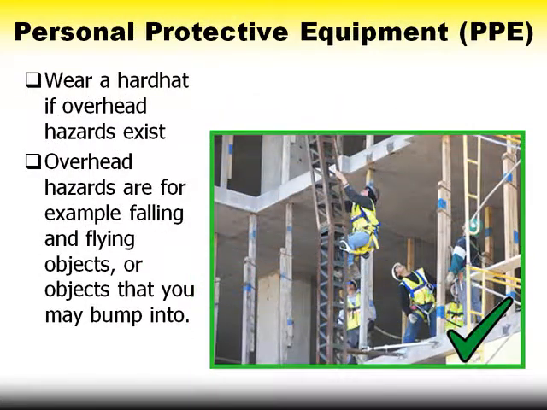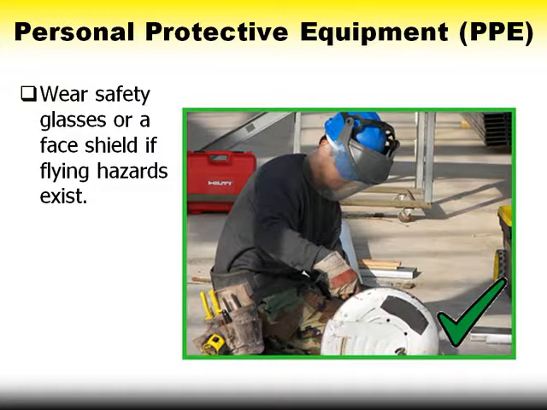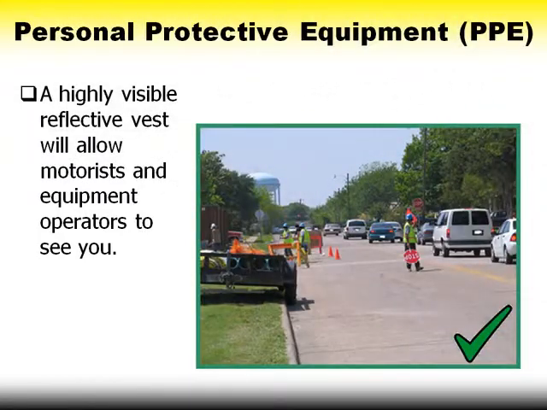Personal protective equipment, PPE. Wear a hard hat if overhead hazards exist. Overhead hazards are, for example, falling or flying objects, or objects that you may bump into. Wear safety glasses or a face shield if flying hazards exist. A highly visible reflective vest will allow motorists and equipment operators to see you.